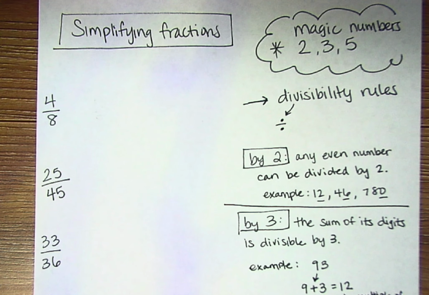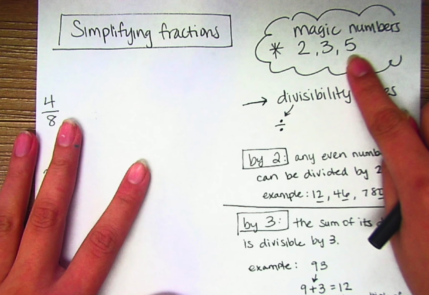Okay. What we're going to use are what's called magic numbers. You are going to try to divide the top and bottom number by either 2, 3, or 5. Now, I did write down some rules. This paper is going to go in your journal. At the end of this video, I want you to glue it in.